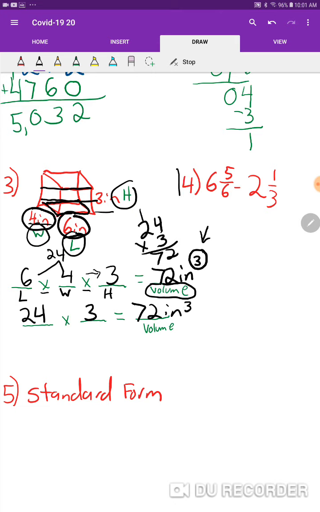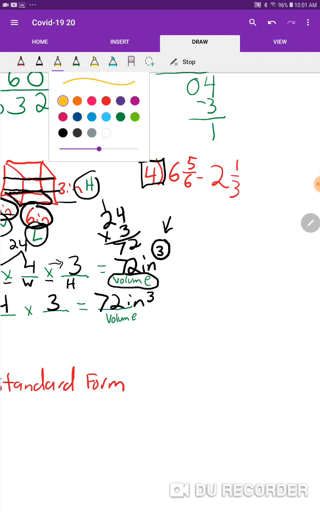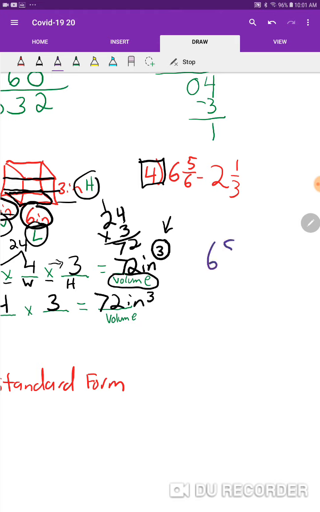All right, number 4. Adding and subtracting fractions with unlike denominators. I feel like switching colors again. Let's go with purple this time. Okay, so let's stack it. We get 6 and 5/6, take away 2 and 1/3. Fraction bars far apart. Common denominator is 6.